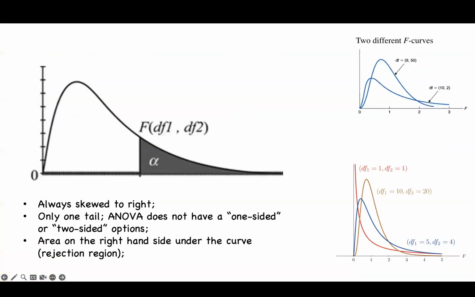Let's talk about the characteristics of the F distribution a little bit. F values range from 0 to infinity. It can never assume negative values. The shape of the F distribution depends on degrees of freedom. From the figures in this slide, we can tell the shape is generally right-skewed. ANOVA does not have a one-sided or two-sided option. The F distribution only has one tail.